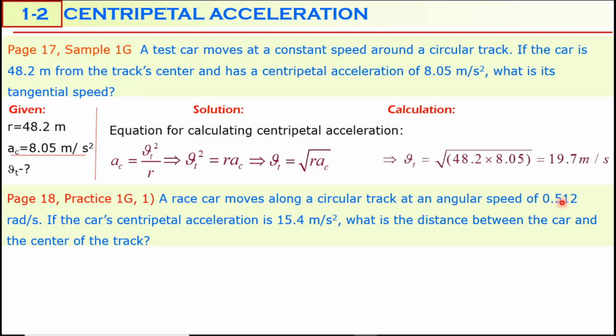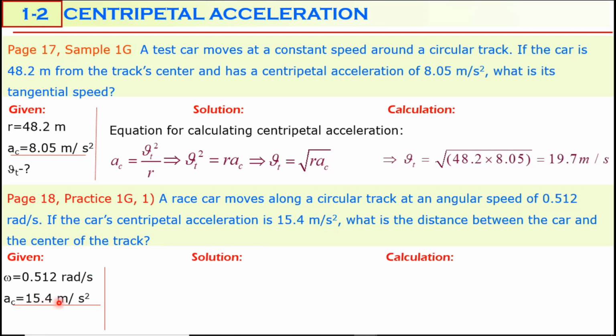And one more: a race car moves along a circular track at an angular speed. Now, in this practice problem, speed is not given as linear or tangential, it's given as angular, so omega is given. A race car moves along a circular track at an angular speed of 0.512 radian per second. So omega is 0.512 radian per second. If the car's centripetal acceleration is 15.4 meters per second squared, so AC is 15.4 meters per second squared.